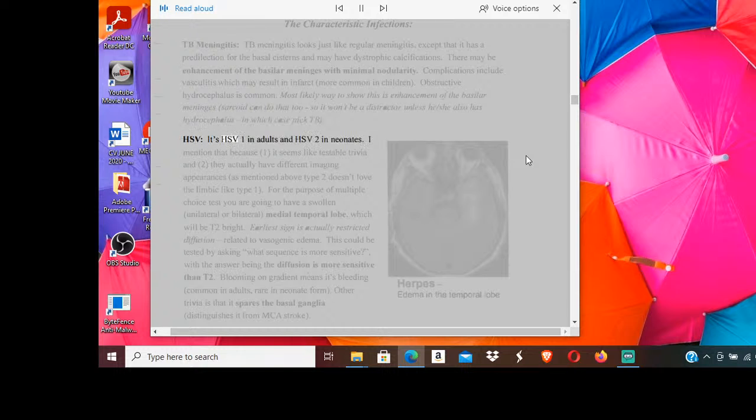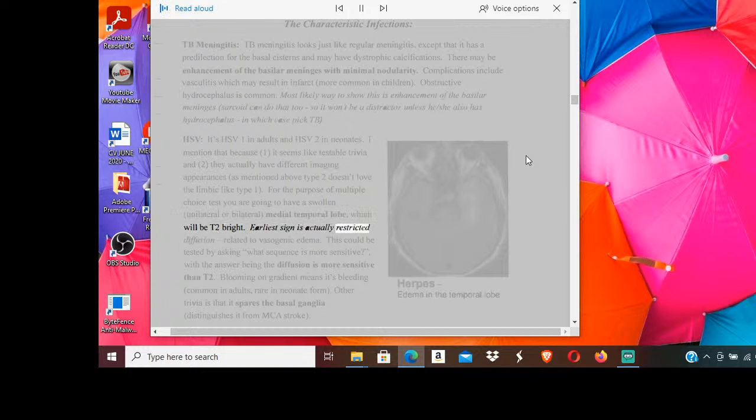HSV. Let's note HSV1 in adults and HSV2 in neonates. I mentioned that because 1, it seems like testable trivia, and 2, they actually have different imaging appearances, as mentioned above. Type 2 doesn't love the limbic system like type 1. For the purpose of multiple choice test, you are going to have a swollen, unilateral or bilateral, medial temporal lobe, which will be T2 bright.